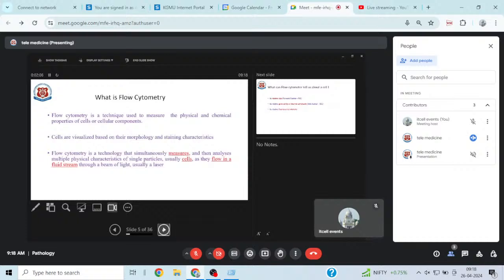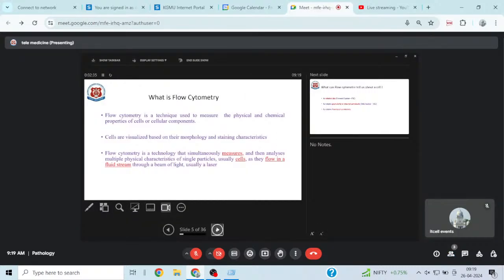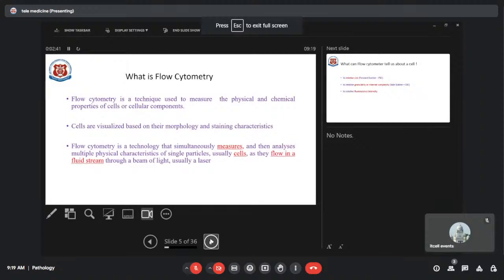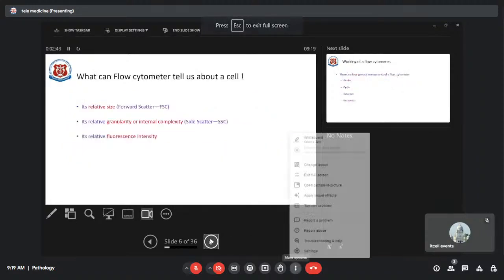So what is a flow cytometer? Flow cytometer is a technique used to measure the physical and chemical properties of the cellular component, and cells are visualized based on their morphology and staining characteristics. So flow cytometry analyzes the multiple physical characteristics of the particles, usually cells, as they flow in a fluid state, usually with a laser. It will help you in identifying the size of the cell, the internal characteristics of the cell, and the antigenic properties of the cell.